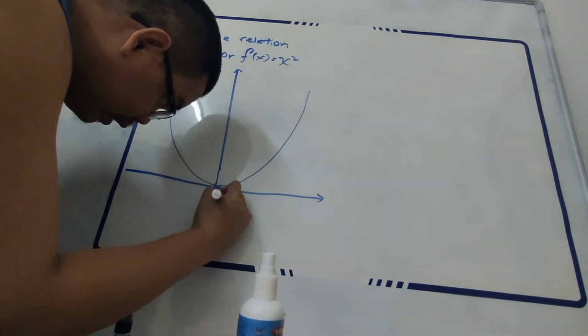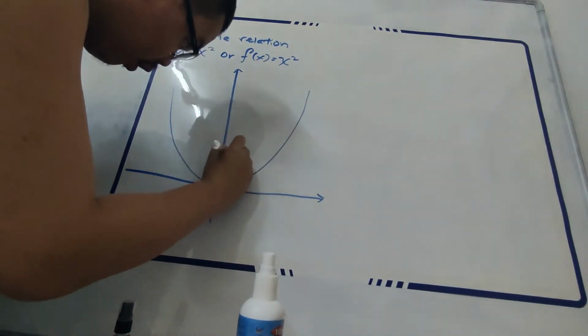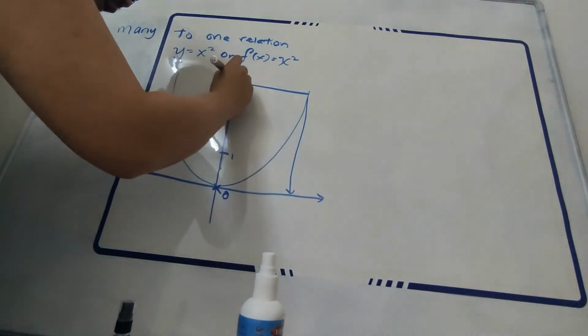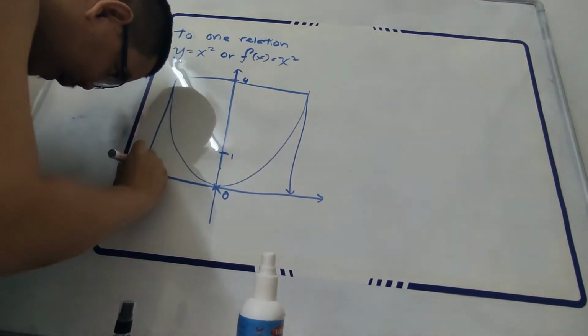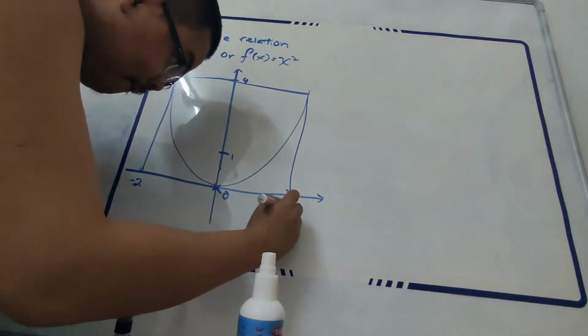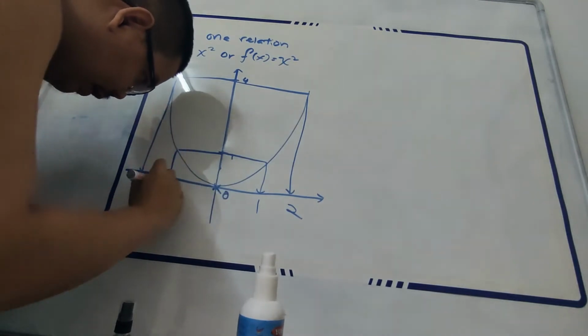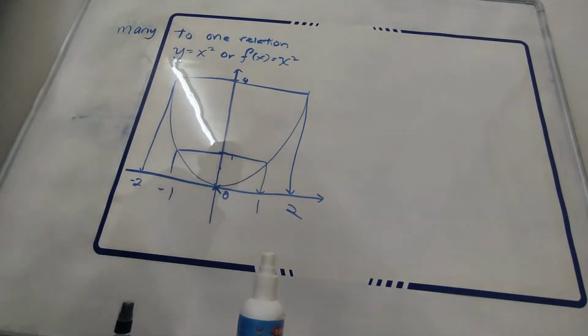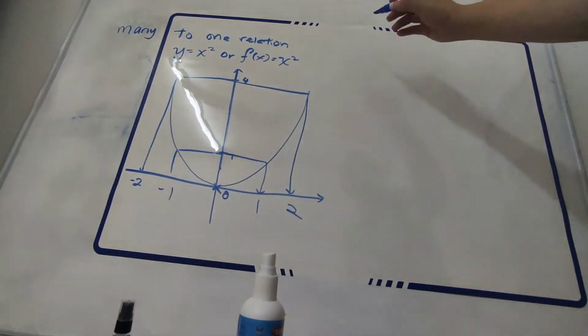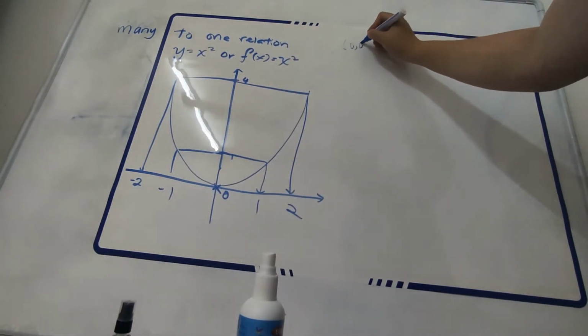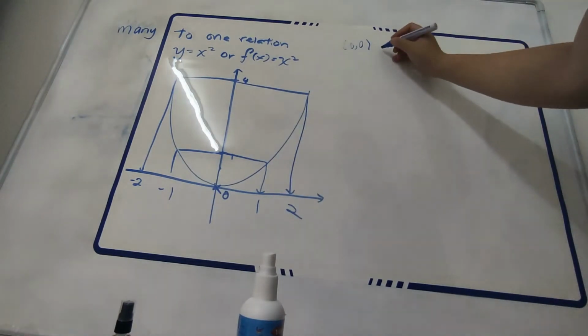Okay, this is 0, and then 1, 4, then we have 1 here and minus 1. If we want to write this set, if we want to write a set of numbers to represent this function, then it will be like this. You have x and y. Let's say 0, 0. You have a 0 number here.